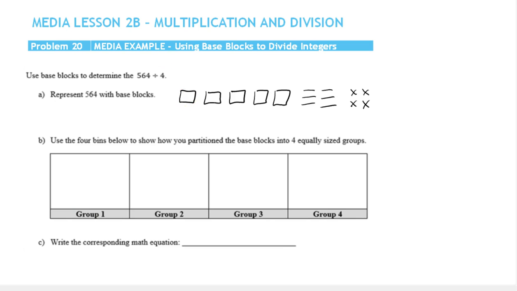So for flats, let me use green. I see that there's 1, 2, 3, 4, 5 flats. I have 4 groups, so everybody can get 1 flat. So flat for you, 1 for you, 1 for you, and 1 for you. Now I'm going to cross these out because I've used them. But now notice the problem is I have 1 more flat, okay? But how am I going to break that into the 4 groups?